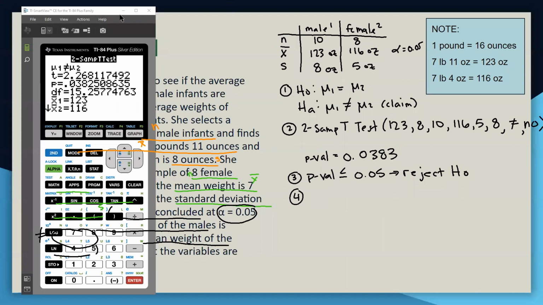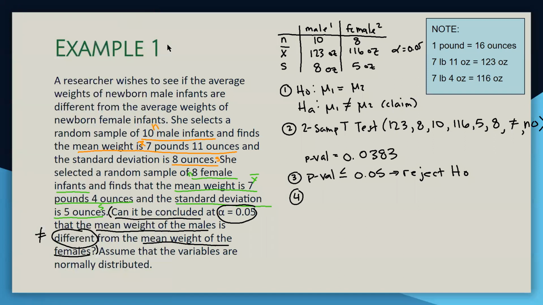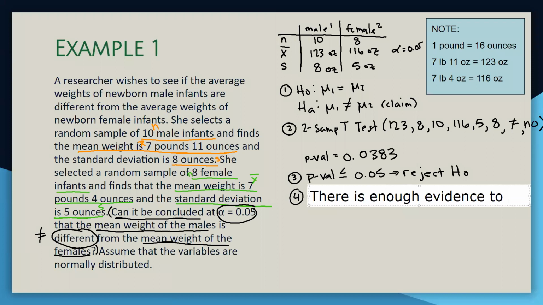So our last step, let's take that rejection decision and phrase it in terms of what the problem's asking. So starting with step 3, when we reject the null, that is providing evidence. So there is evidence, and then we look back to step 1. The alternative is the claim, so we're supporting that claim.